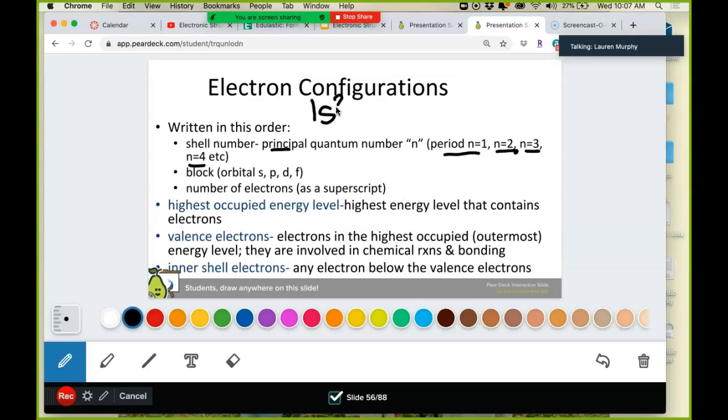And then you put that up as an exponent, which is called a superscript. And then you just keep going. It's always the energy level you're on, the orbital you're in, and how many electrons. And then we're going to read the periodic table like a book, okay? And these three words I'm going to use very frequently today: highest occupied energy level, valence electrons, and inner shell electrons. They describe where the electrons are around the nucleus of an atom.